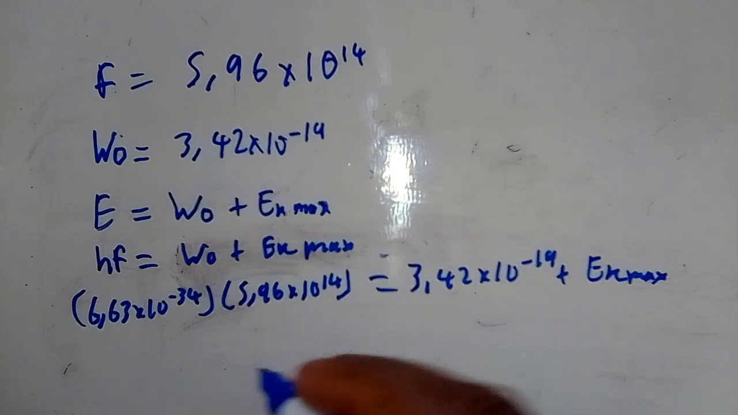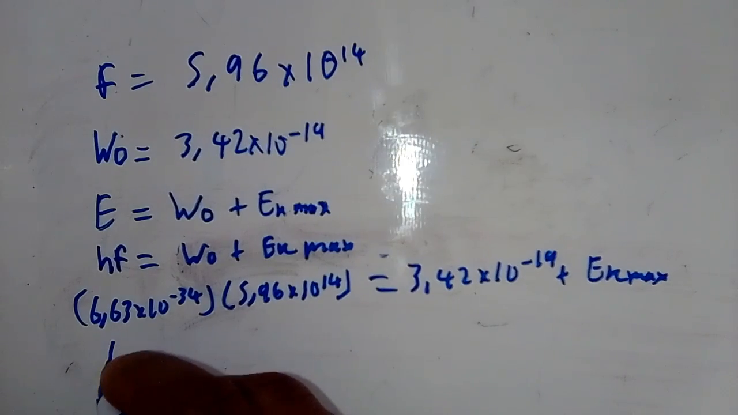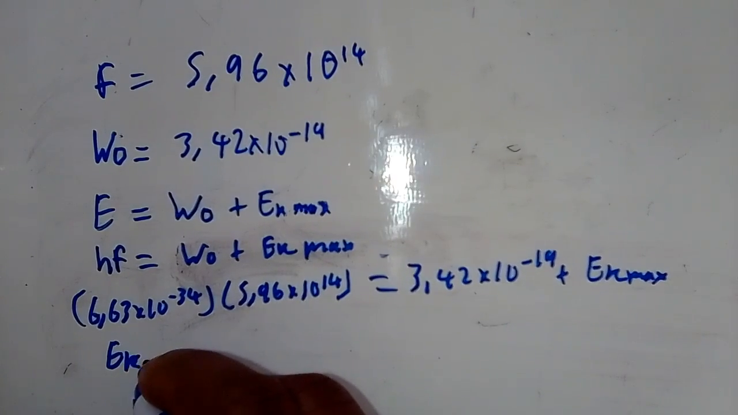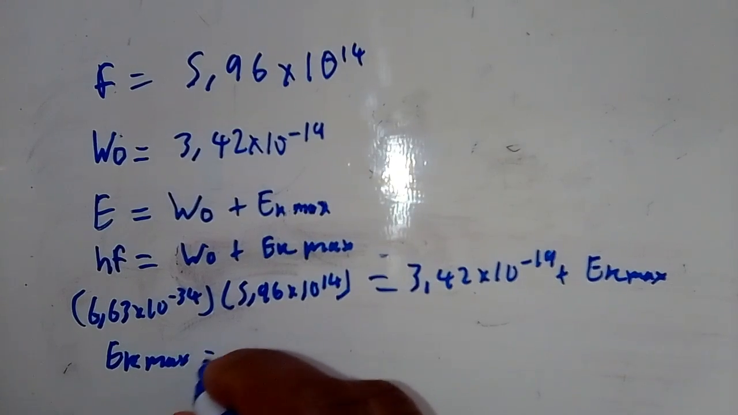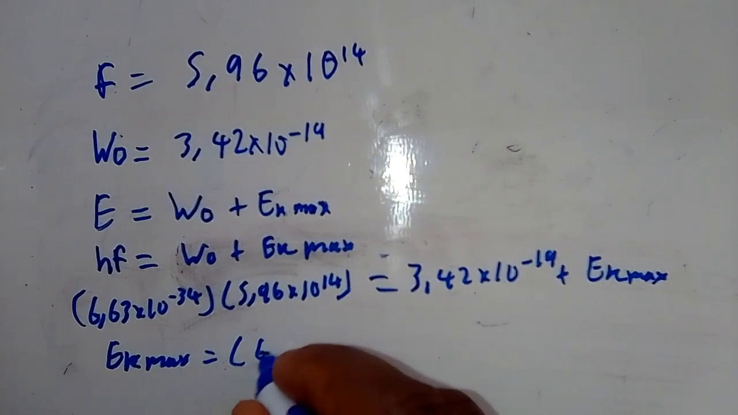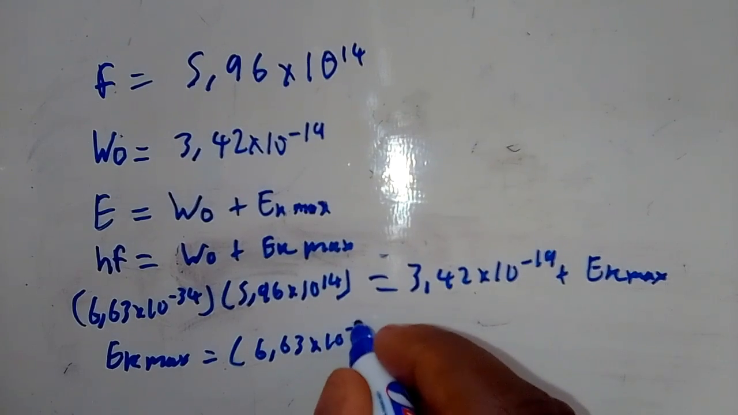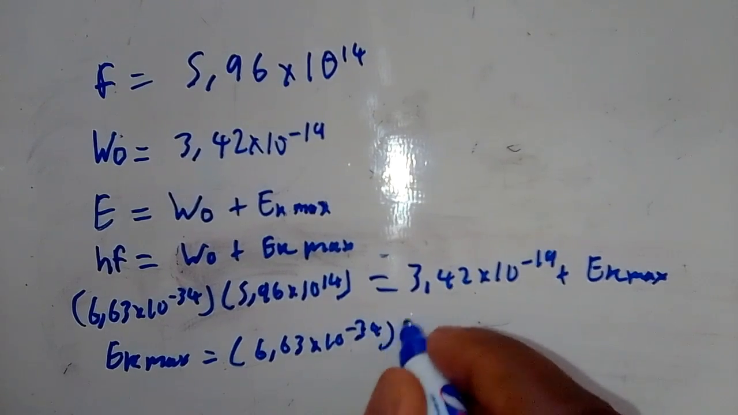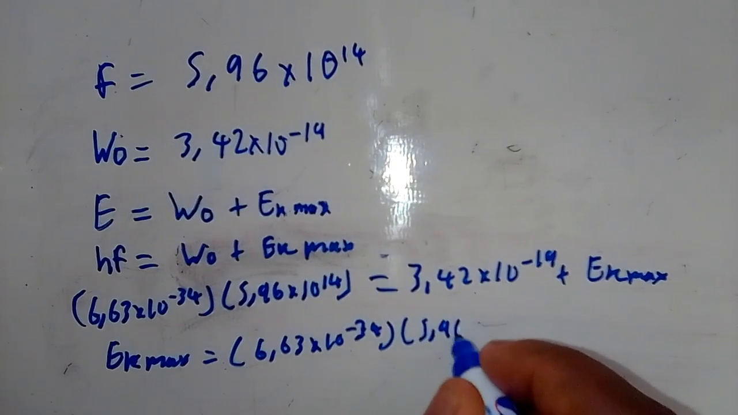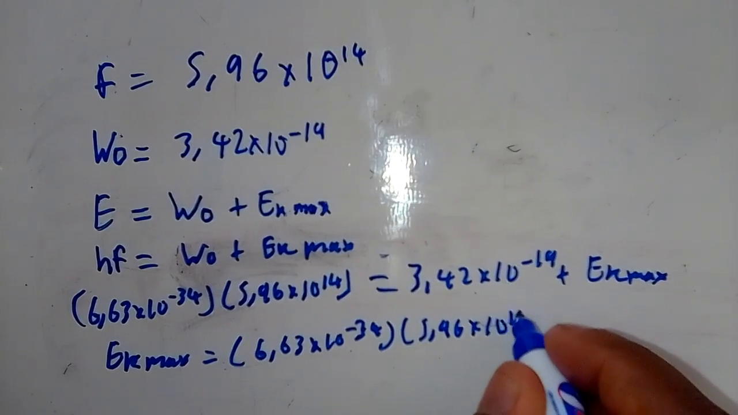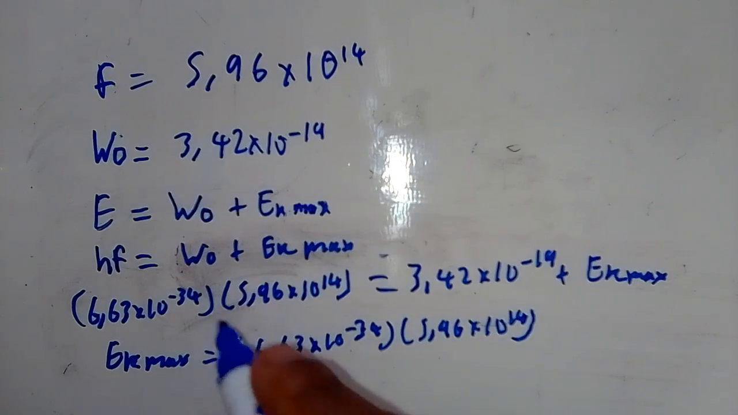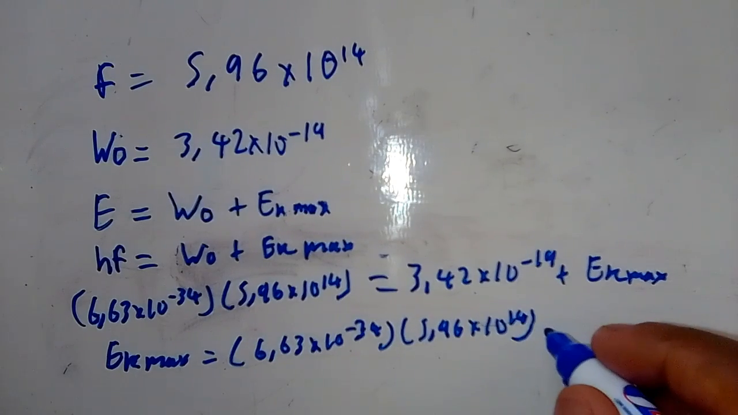All I have to do is to take this to the other side of the equation. So this is going to end up being EK max equals to, so this is going to be 6.63 times 10 to the power of negative 34 times 5.96 times 10 to the power of 14. I'm just calculating it my own way. You can do it your own way, literally no problem. You are allowed to multiply them, as long as you don't round off before the final answer.